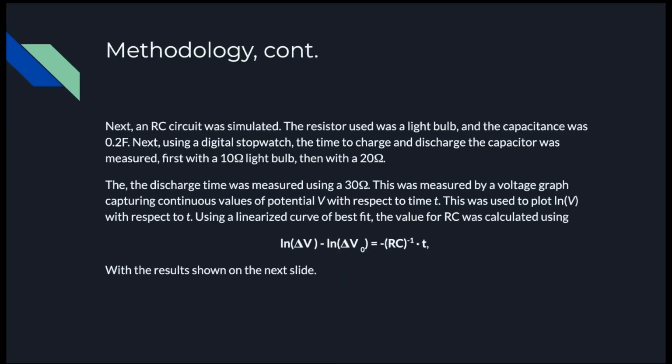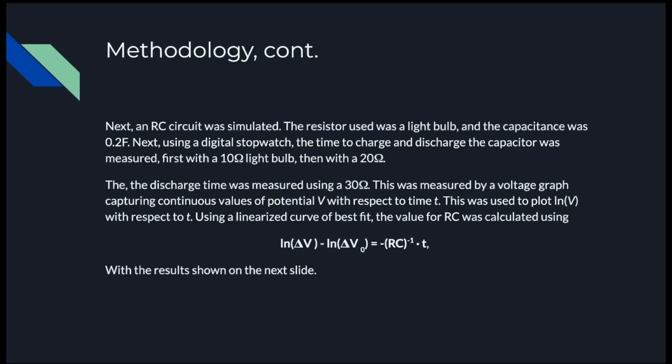Next, after we created that resistor circuit, an RC circuit, or resistor capacitor circuit, was simulated. The resistor was a light bulb, and the capacitor had a capacitance of 0.2 farads, which did not change throughout the lab. Next, we used a digital stopwatch to measure the time to discharge and charge that capacitor, first with a 10 ohm light bulb, and then with a 20 ohm light bulb.